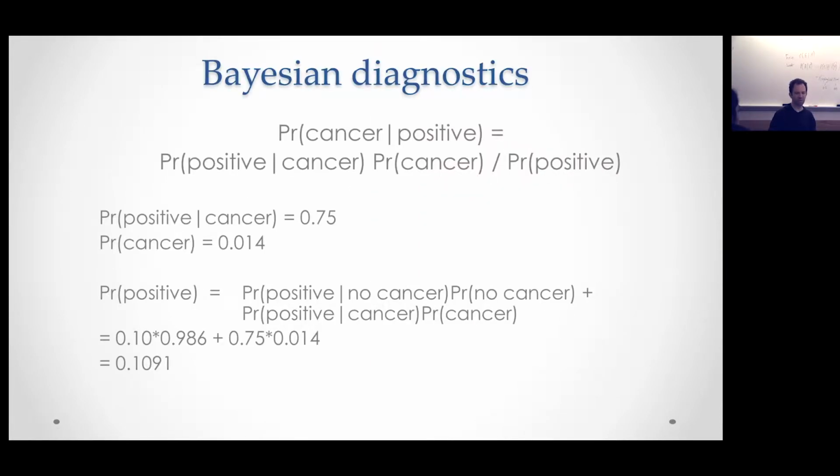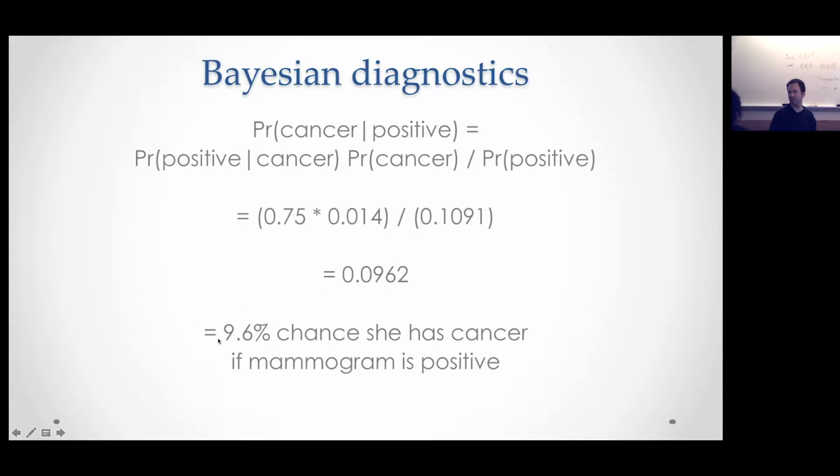You end up having to compute the overall rate of positive. Here's Bayes' theorem at the top. You grind it through, you end up with this 9.6% chance. Right, so most positives are actually false positives. And for your terrorism detector, this is going to be like 99% false positives.